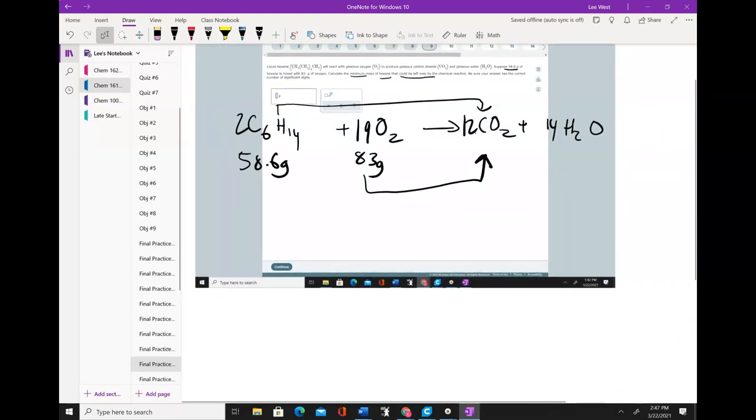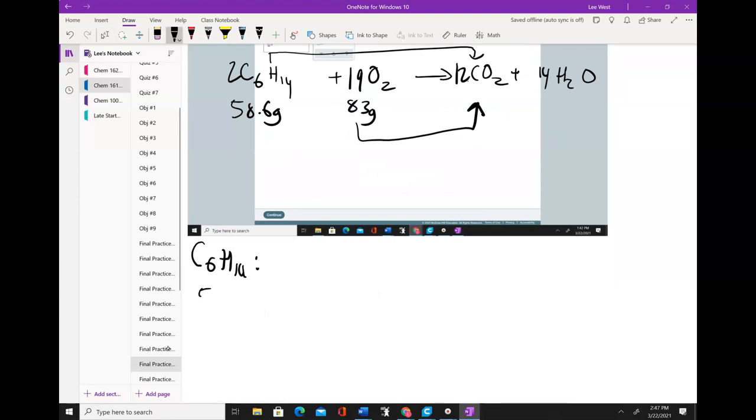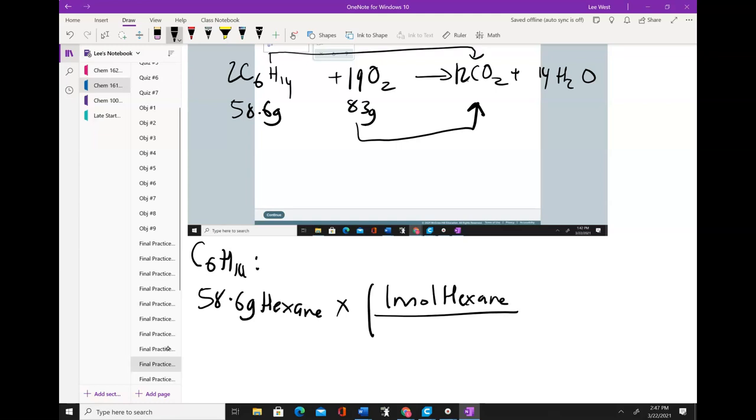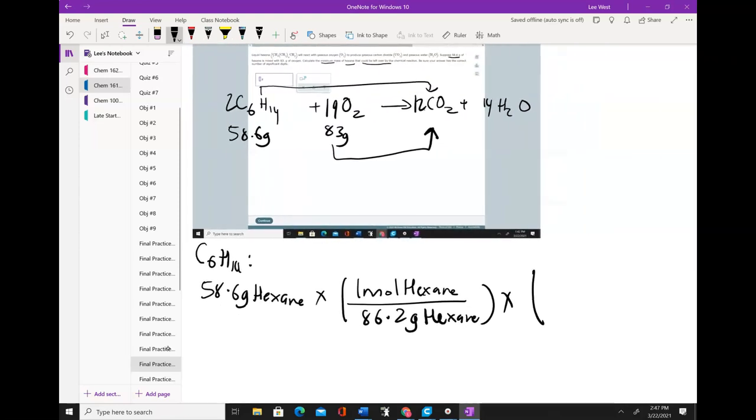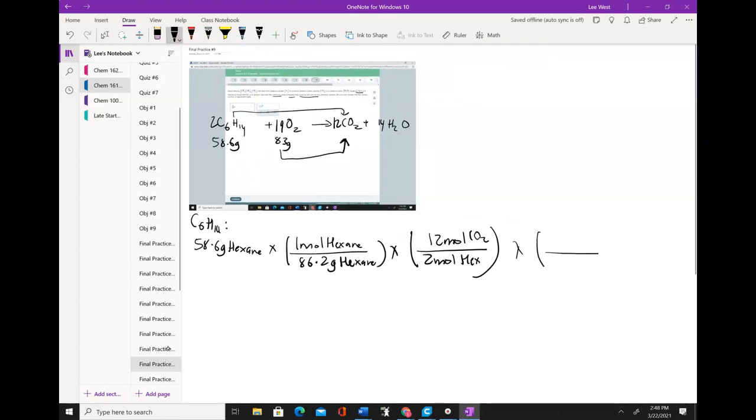So the first thing we've got to do is figure out what is the limiting reactant, and how we're going to do that is by doing 2 grams to grams calculations. So we're going to do 1 for hexane and 1 for O2. So 58.6 grams of hexane times 1 mole of hexane over 6 times 12.01 plus 14 times 1.01. You can use an online calculator if you want. I'm just trying to keep things simple, 86.2 grams of hexane. Now we need our mole ratio. I get 12 mole of CO2 for every 2 mole of hexane. And we may as well go through to grams because our final answer is going to be in grams.